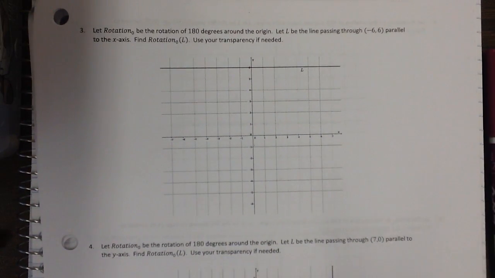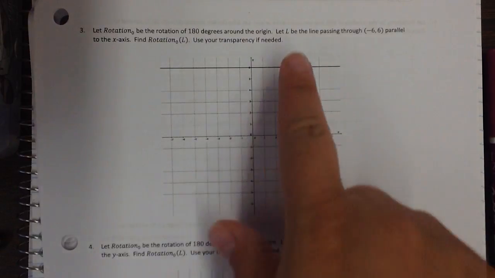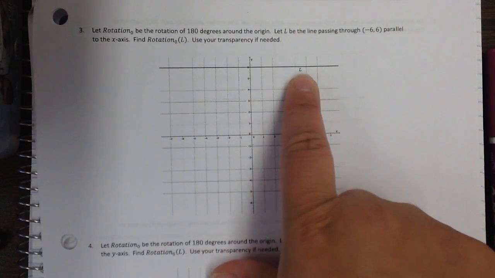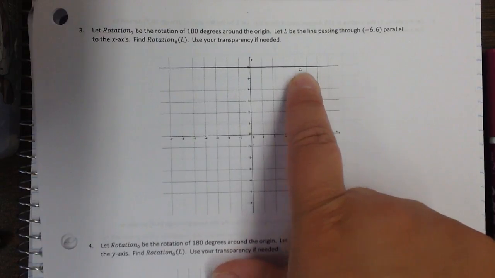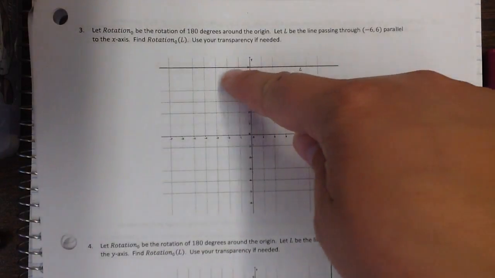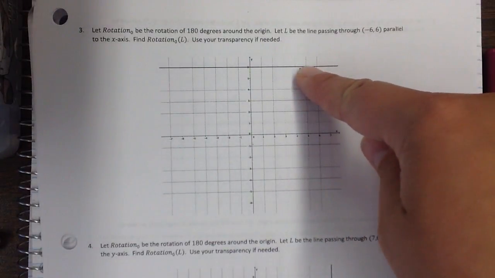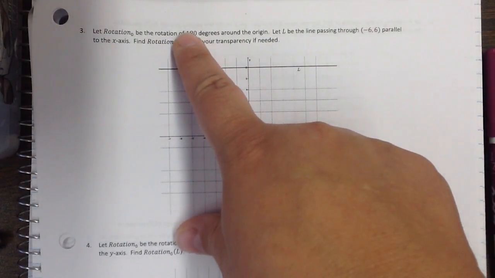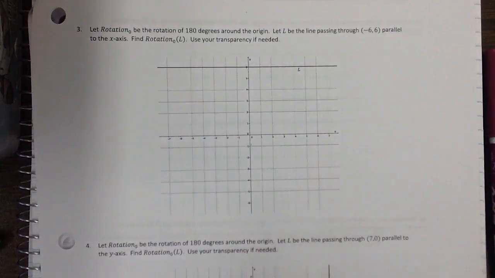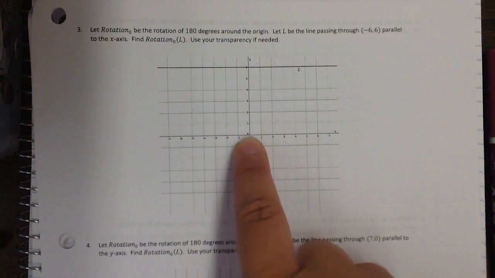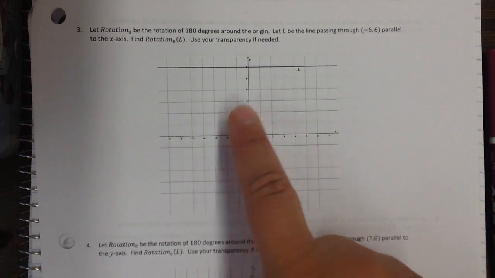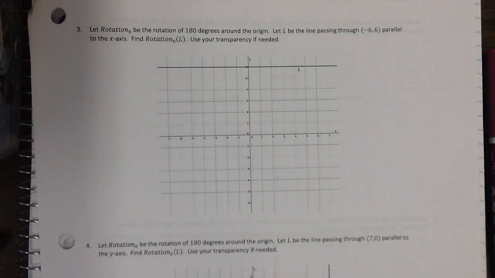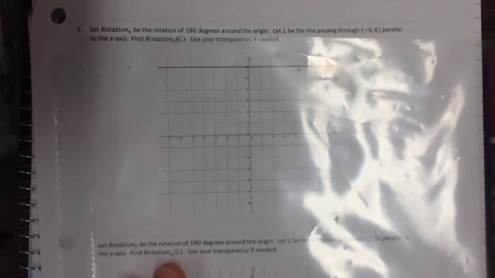Let rotation O be the rotation of 180 degrees around the origin. So we're just going to rotate, let L be a line passing through 6, 6, parallel to the y-axis. So we're looking at this line up here at the top, and we're going to rotate it 180 degrees around the origin. Now let me just point out, the origin is in the middle, where the x-axis and the y-axis come together.